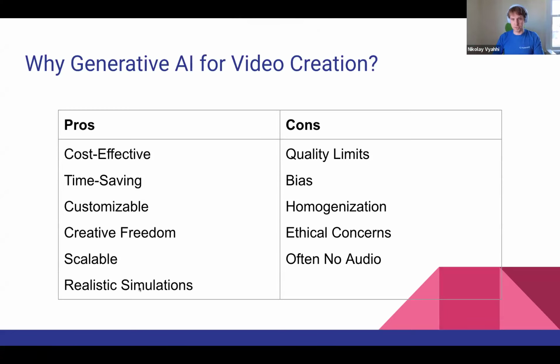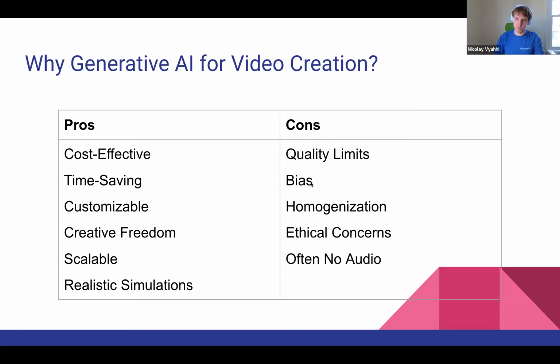And also, you can create realistic simulations. So you can create something which looks realistic, but it's not possible, for example, to film right now in this world. And negative parts are quality limits. Quality is still an issue for most Gen AI video models.